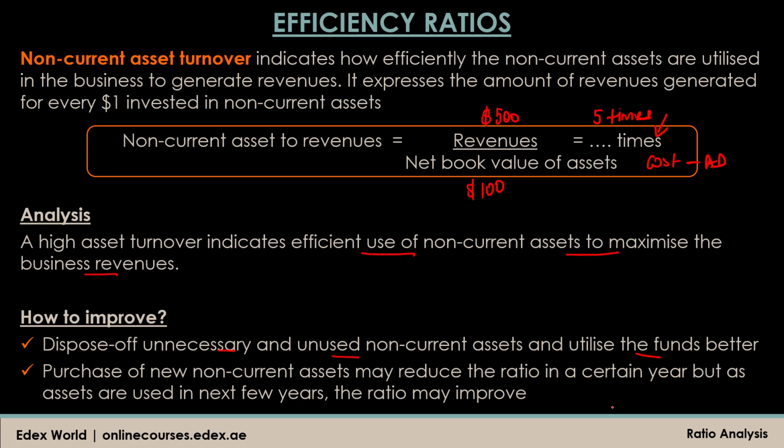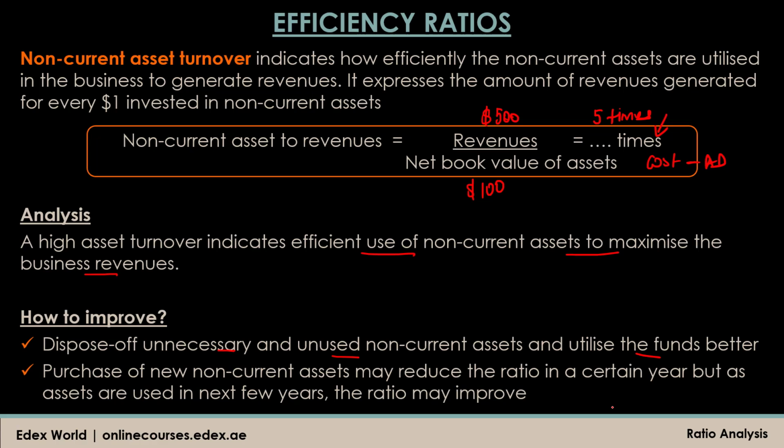And let's say suddenly for a business the ratio has reduced in one year. Why would that happen? Let's say the business has made major investments in non-current assets in a particular year. So in that year, obviously the ratio will decrease, because when you buy a non-current asset, the benefits may not be visible in that year. Maybe in future coming years, the benefits will be seen.